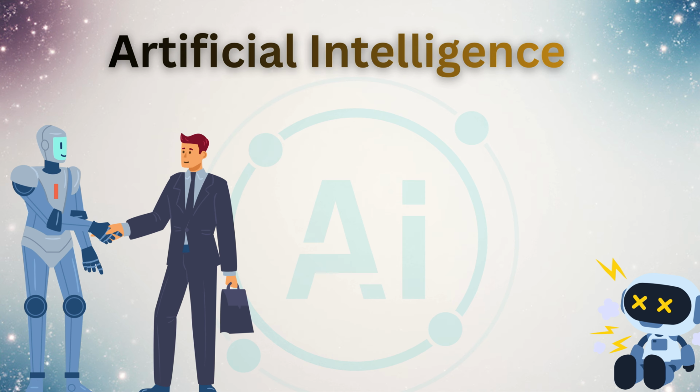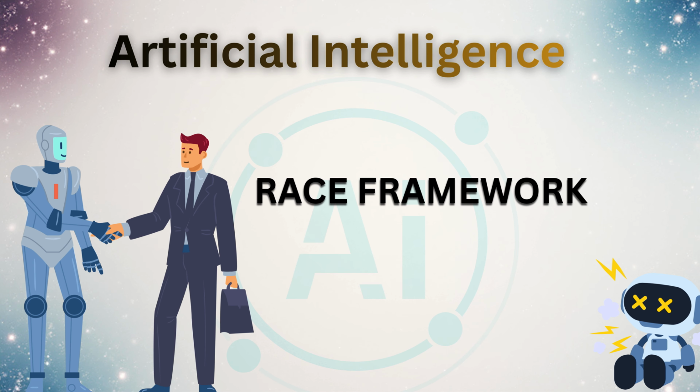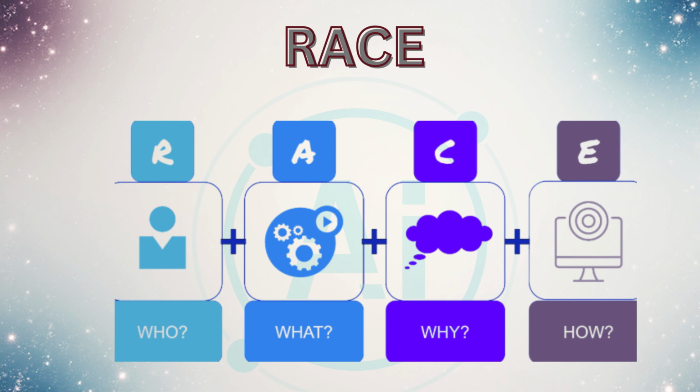And for that, we will use the RACE framework. What is the RACE framework? We'll see in a detailed way. RACE stands for role, action, context, and expectations. This method helps you give AI the correct instructions so it can respond accurately and clearly. Let's see what these are one by one.